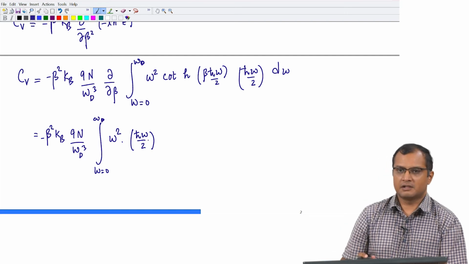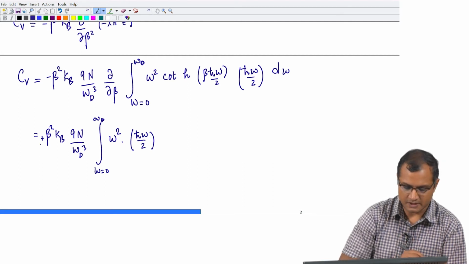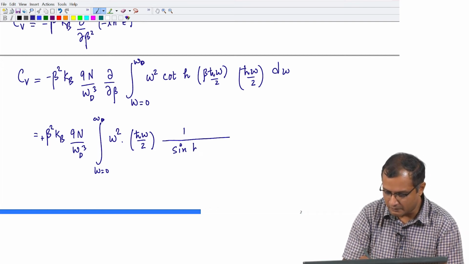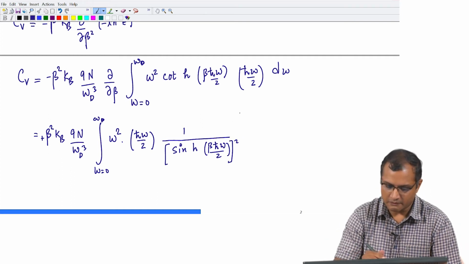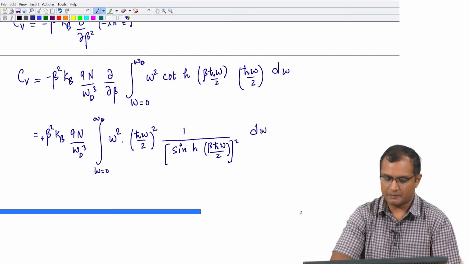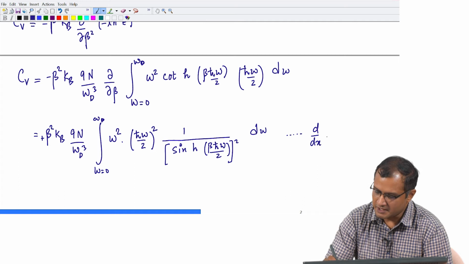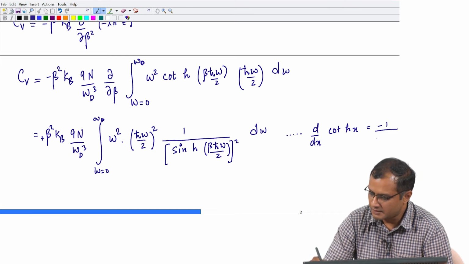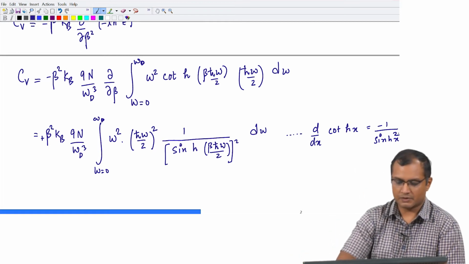Derivative of coth is minus 1 by sinh the whole square. So that minus becomes plus here, and I am going to write it as 1 upon sinh squared of beta h cut omega by 2, and again 1 h cut omega by 2 will come out. So it will become h cut omega by 2 the whole square, where I have used the fact that d by dx of coth x is minus 1 by sinh x the whole square. Okay, this is the result I have used.